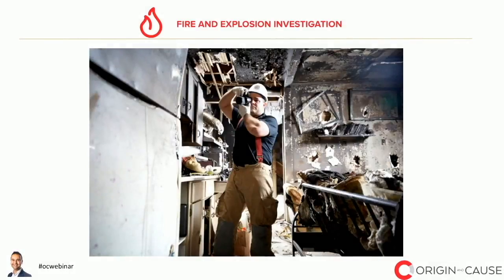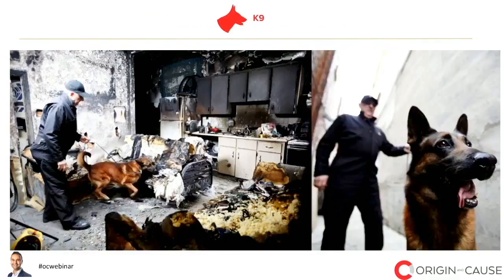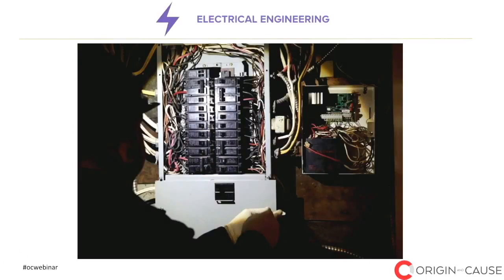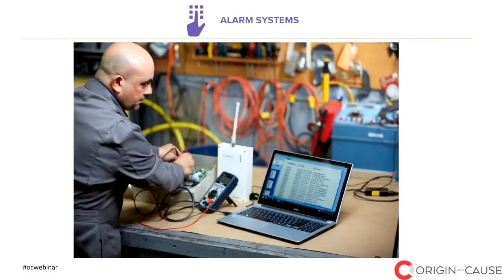We do fire and explosion investigations. We have a K9 unit. In these photos here, you could see Smoke, our fire detection dog. He's going through a scene there, just trying to see if there were any accelerants used in that particular fire. We have a structural engineering unit, an electrical engineering unit, which Mazen Habash is actually a part of. We do alarm system investigations and analysis, so you could see Mazen there in the lab.